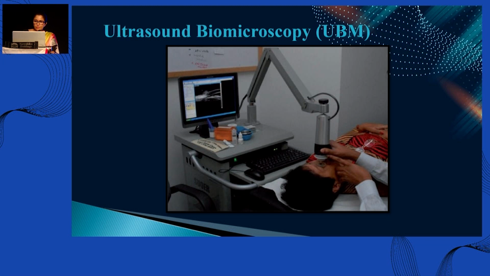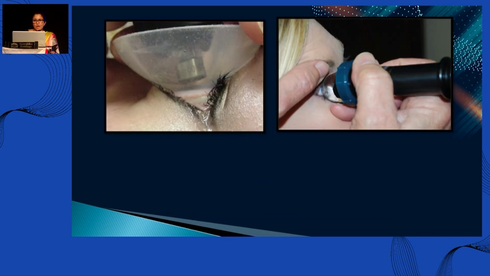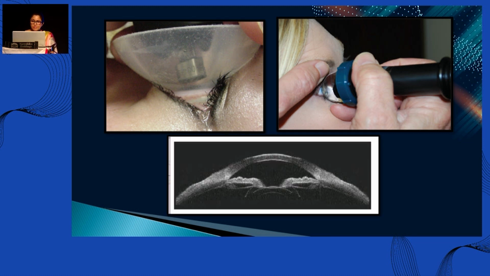Ultrasound biomicroscopy, or UBM, is a high-frequency ultrasound machine. However, UBM is relatively more uncomfortable, and it requires a supine position and a highly skilled operator in order to obtain good quality images. It requires a cup with a coupling medium or a probe, but its major advantage lies in its ability to detect structures posterior to the iris. Therefore, we can get an idea about secondary angle closure mechanisms such as plateau iris, ciliary effusions, or iridociliary masses.